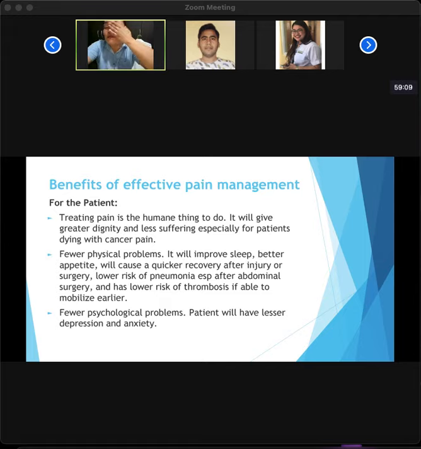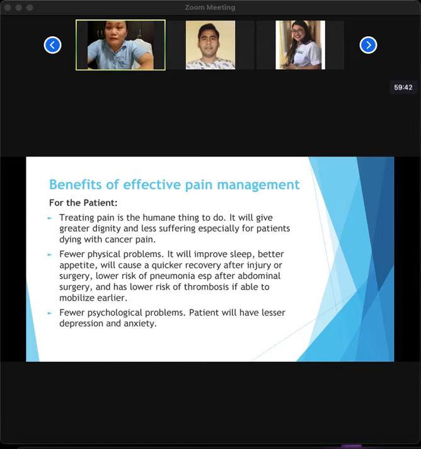One of the benefits also is that the physical problems will be lessened. It will improve your sleep and appetite. It will cause a quicker recovery after injury or surgery. It has a lower risk of pneumonia, especially after abdominal surgery. Of course, after you are operated on and you're in pain, you're not going to move if you're in pain.